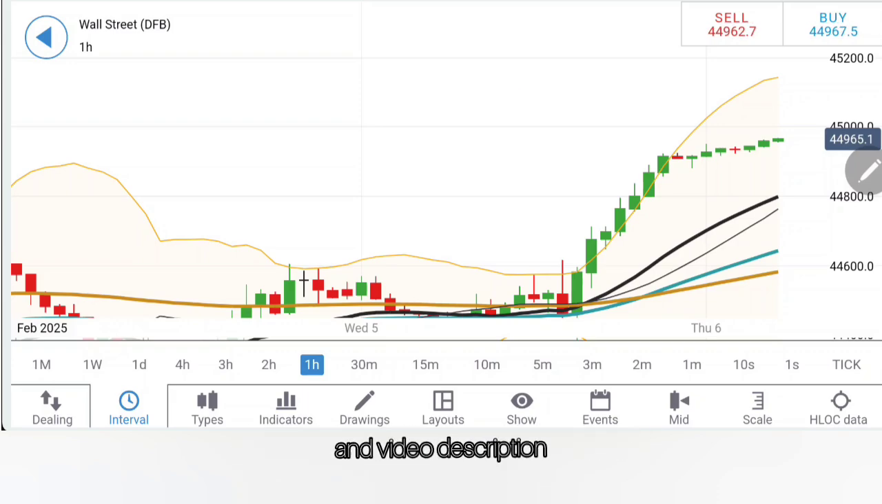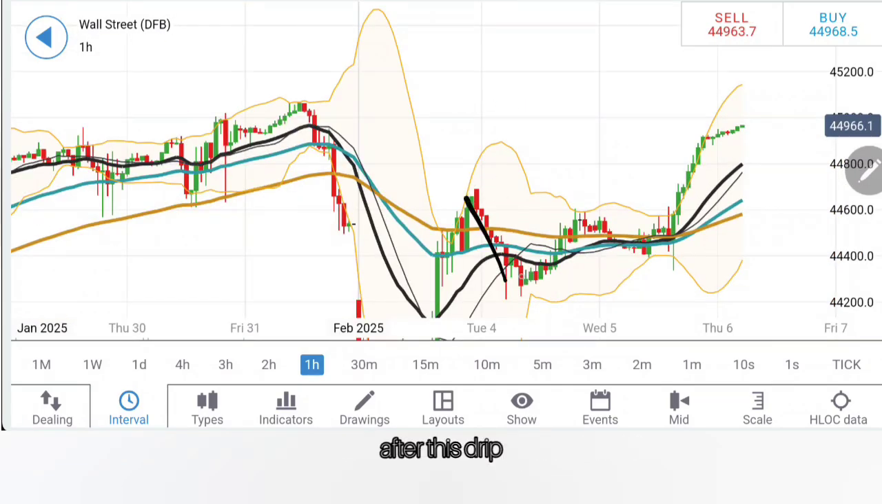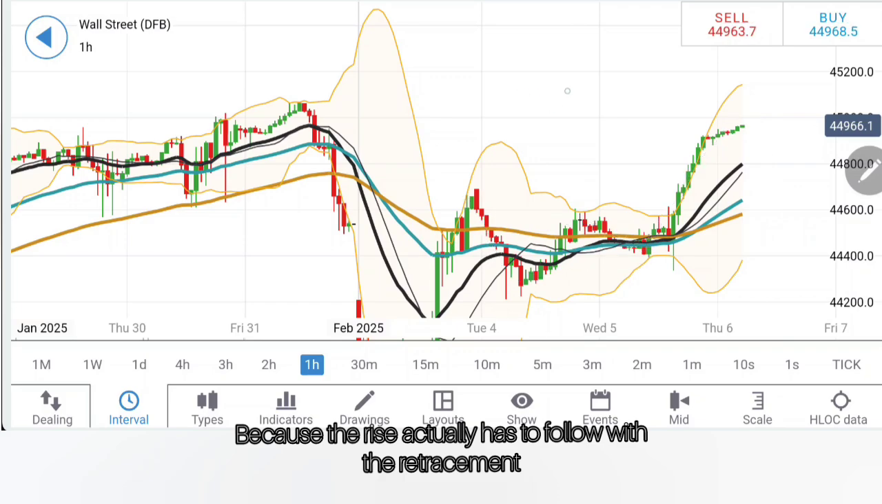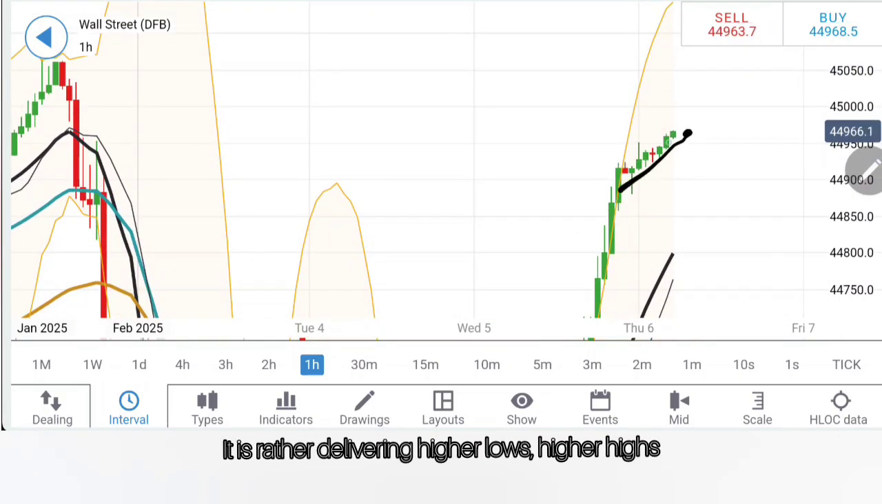Now look at the hourly charts for US30. After this drop, it has consolidated, a rise with no retracement. A bigger rise actually has to be followed by a retracement, but it is not showing any such sign. It is rather delivering higher lows and higher highs.